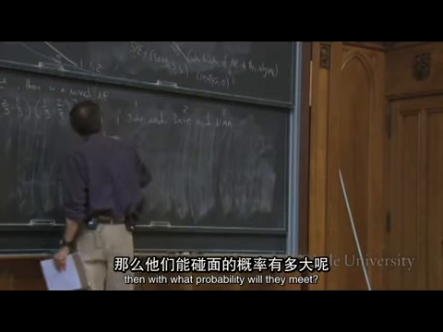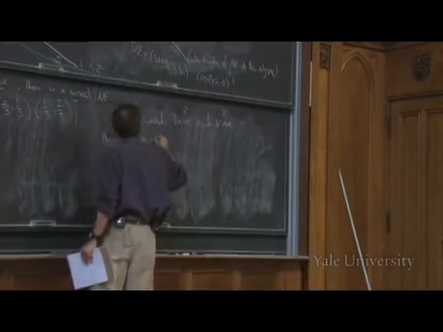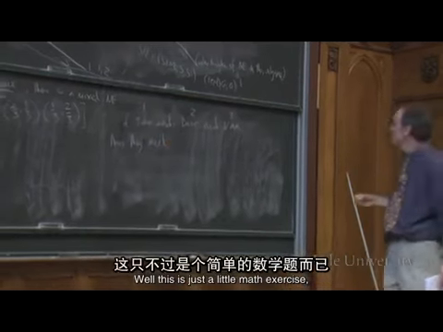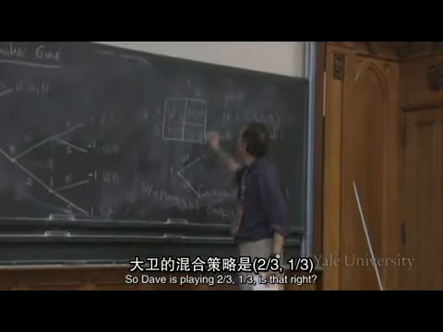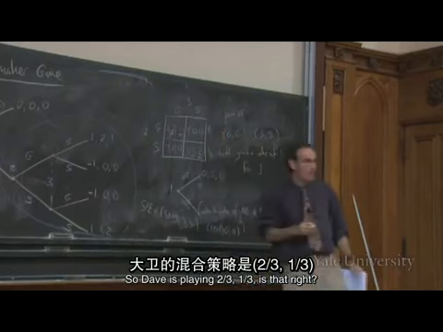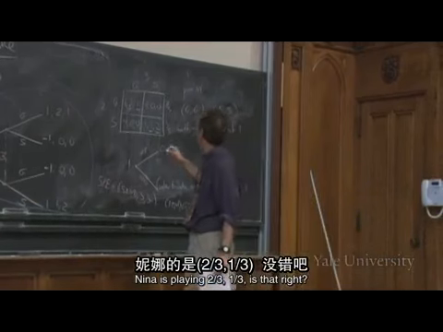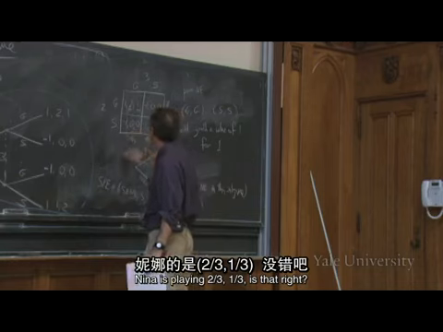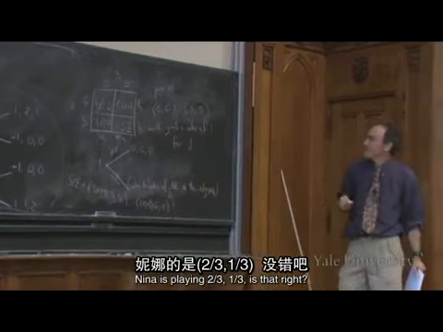with what probability will they meet? Well, this is just a little math exercise. Let's have a look at the game again. So Dave is playing 2/3, 1/3, is that right? And Nina is playing 2/3, 1/3. All right, is that right?